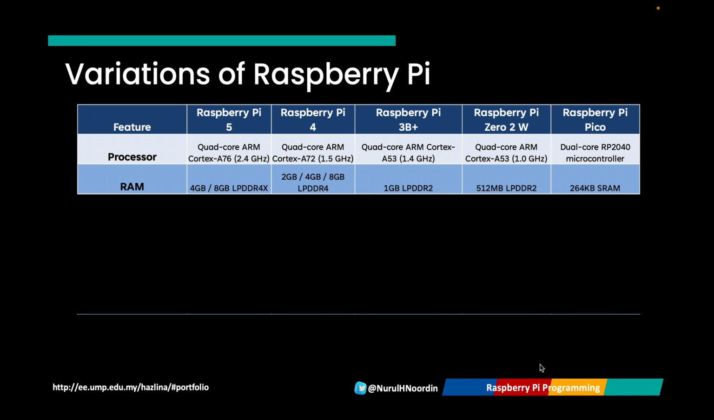The Raspberry Pi Pico, which is designed as a microcontroller, has just 264 KB of RAM, as it is optimized for embedded systems rather than a full operating system.